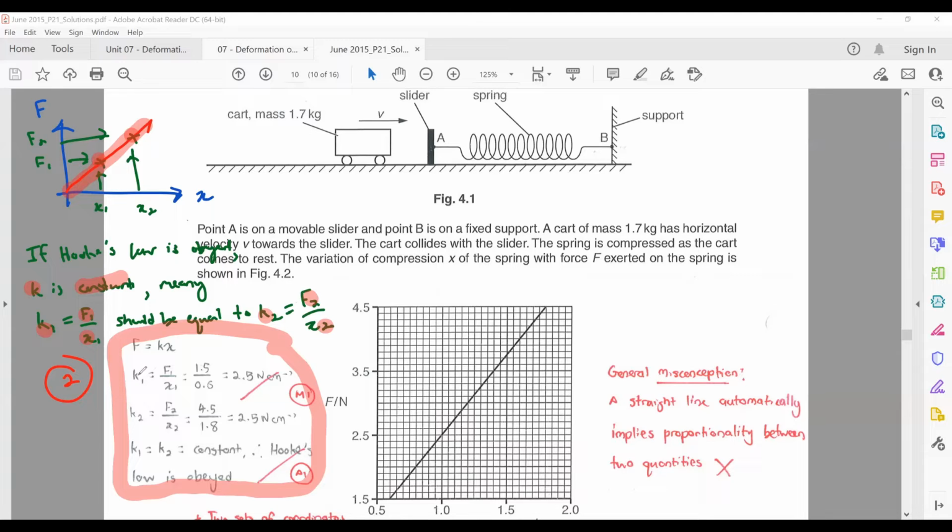Find out the value of spring constant from one point. Find out the value of spring constant from another point. Since those two are constant, therefore Hooke's law is obeyed. Okay, so this is another one. Some people may understand this method better compared to the first one, but I just tell you both at the same time. So maybe I give you a minute to copy this, then I'll move on.